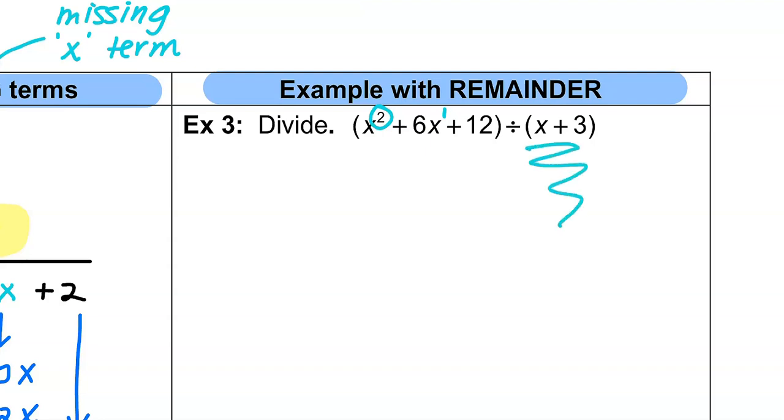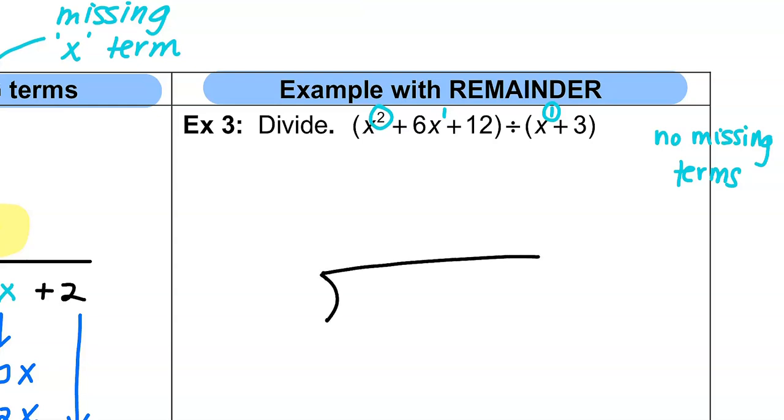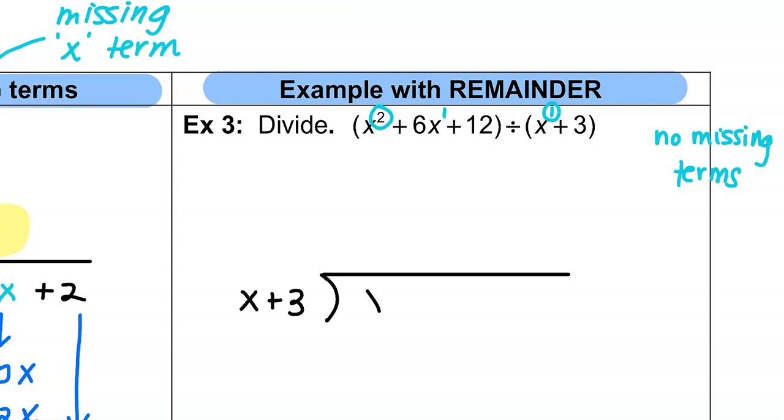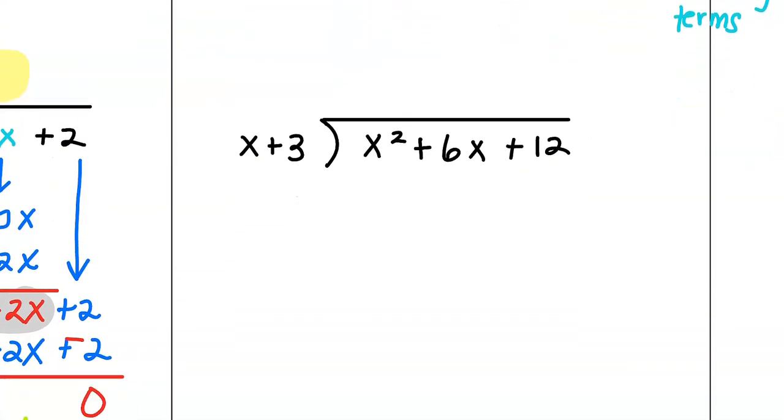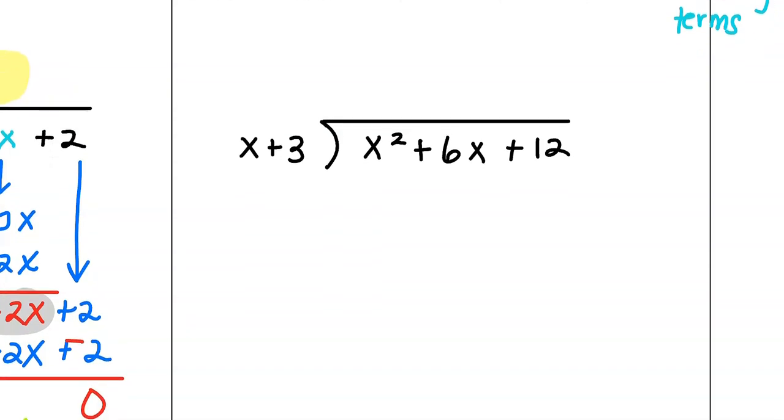What about the divisor, the second one? What's the highest power? 1. And then you just count down, is there a term to the 0 power? Yep, so does this have missing terms? Right? I'll write over here, no missing terms, just so that it reminds you that we looked. Because you should always look for missing terms. And I'm going to do my division here. So the x plus 3 here, the x squared plus 6x plus 12 there. Okay, and then I'm going to start the process, right?